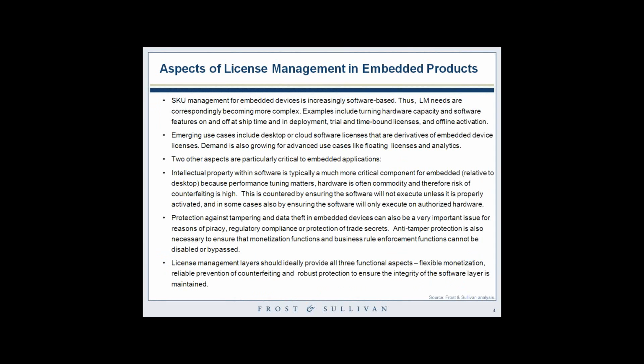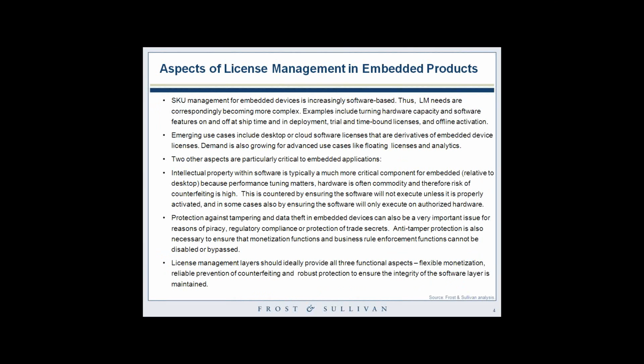So in these respects, embedded software license management is very similar to the desktop use case. But there are some very distinct differences as well. IP is typically a much more critical component for embedded relative to desktop because performance tuning matters. Hardware is often commodity, and therefore the risk of counterfeiting is very high. Therefore, node locking, which is the tight binding of the software layer to a particular hardware instance, is much more important in the case of embedded.